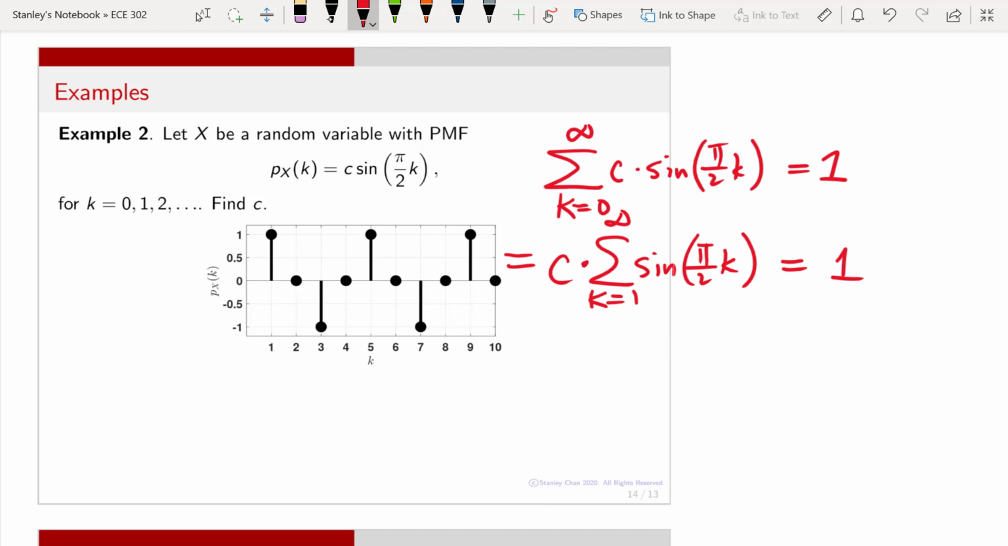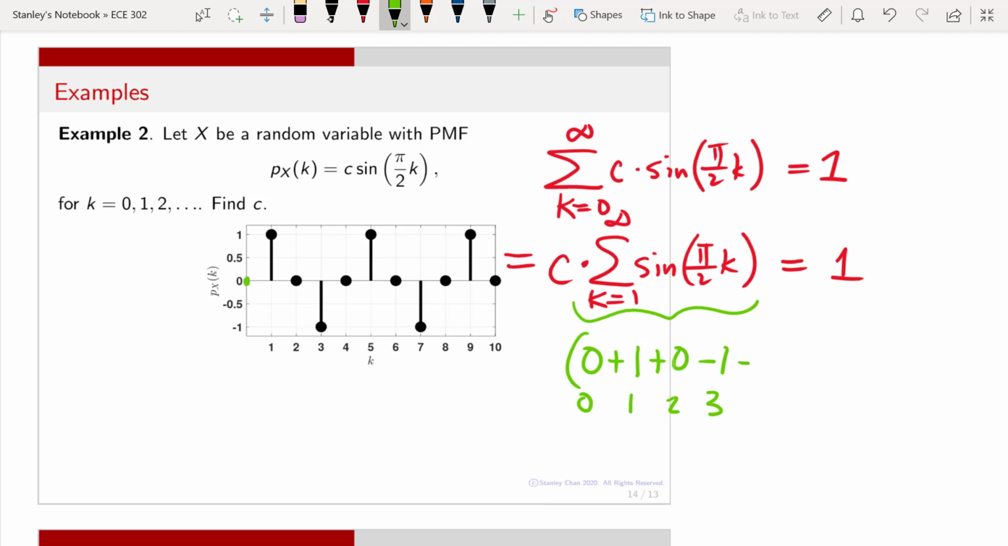Now, how do we calculate this infinite sum? Well, this infinite sum can be calculated by just drawing out the diagram of sine of pi over 2 times k. And so you see that when k is 0, you get 0. When k is 1, you have sine pi over 2, which gives you 1. And then k is 2, you get 0. K is 3, you get minus 1, and so on. And so you have 0 plus 1 plus 0 minus 1. So this is 0, 1, 2, 3.